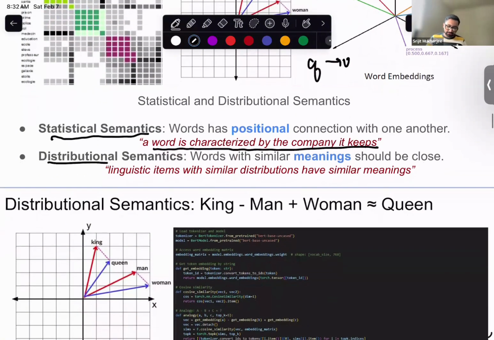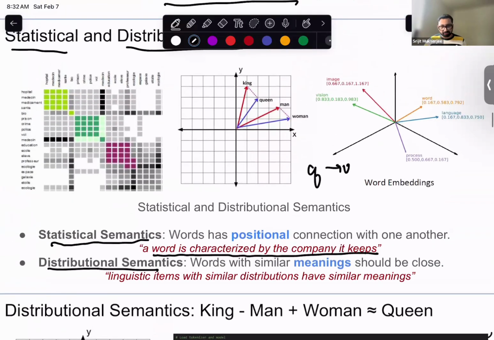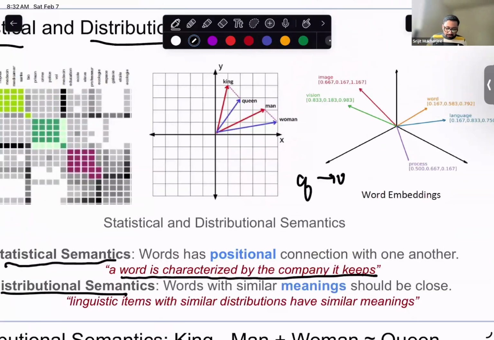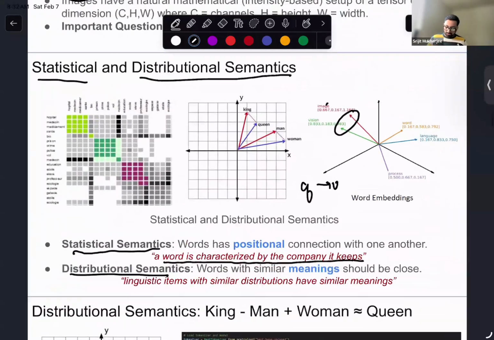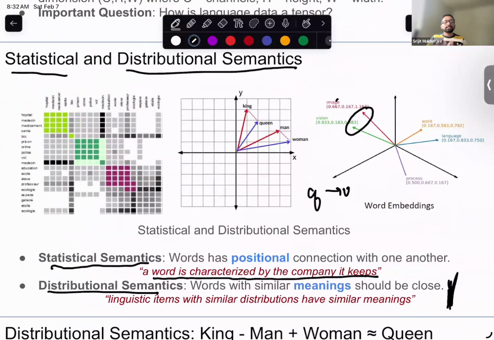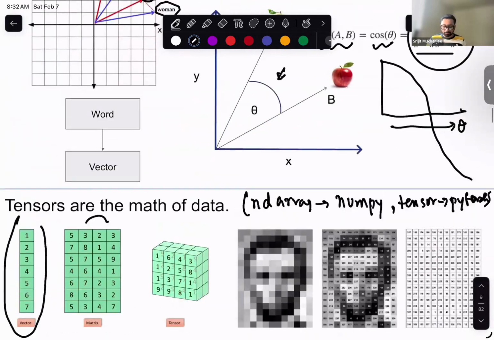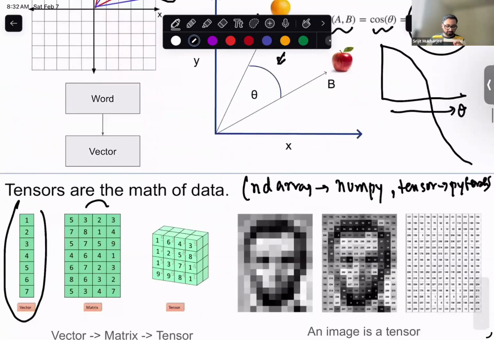And the distributional semantics, that similar meaning of words should be close together. This is very important, guys. Okay, that similar meanings of words should be close together. That means their cosine similarity, say image and vision, should be close together. Okay, so this is very important to remember. That means the cosine similarity should be high enough. Yes, high enough. That means the theta should be low. Okay, the cos theta should be high enough, and hence the theta should be low between two vectors.